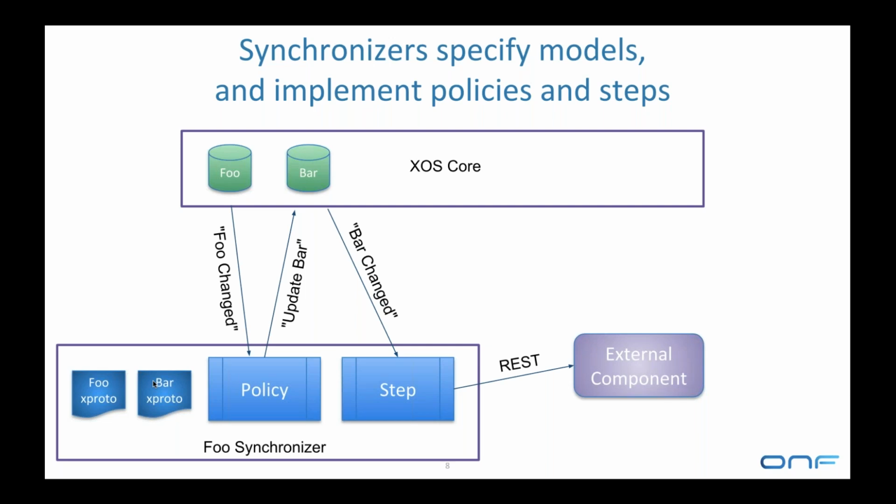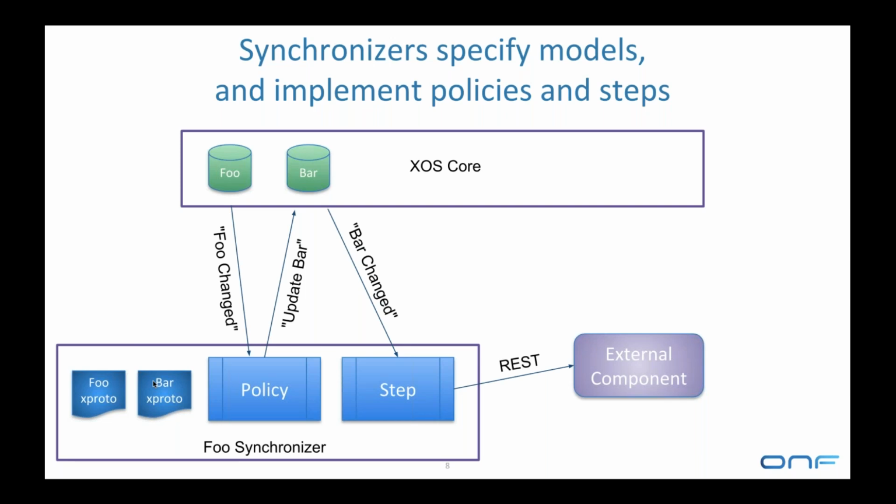I've left a few arrows out of this picture just for brevity, but these xproto specifications do get registered with the core when the Synchronizer container first comes up. But the steady state is that the Synchronizer has these policies and steps, and they're constantly watching for events that take place in the core. So, for example, if the foo model changed in the core, you might imagine there's a policy down in the foo Synchronizer which says, whenever I see a change to foo, make this corresponding change to the bar model.